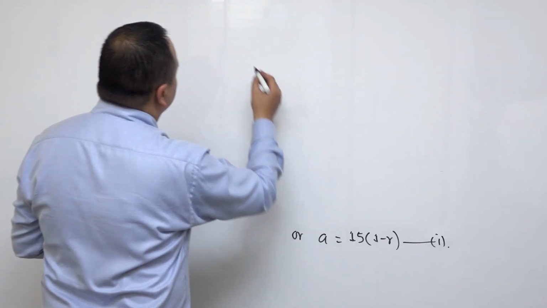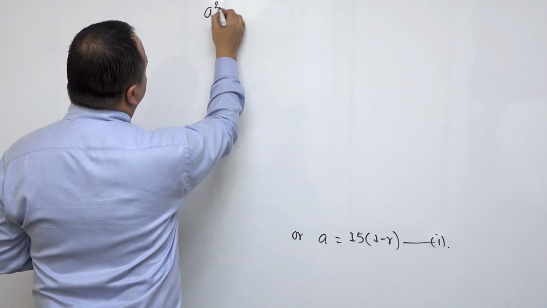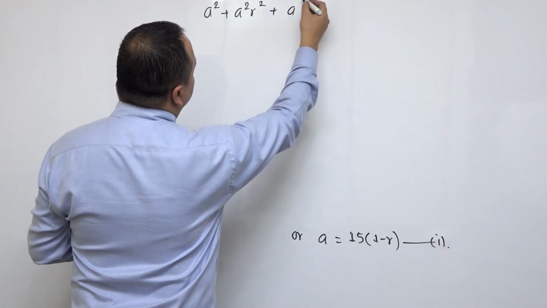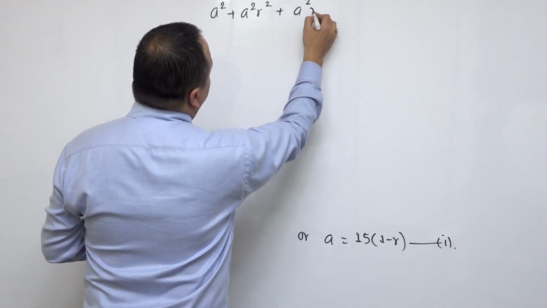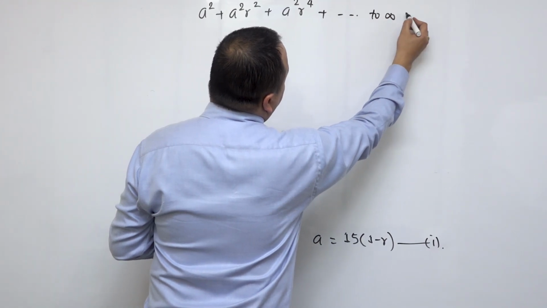Again, the sum of their squares: A square plus A square R square plus A square R to the power 4 plus dot dot dot to infinity is 45.